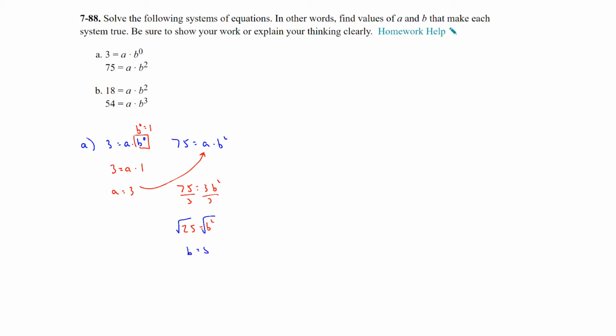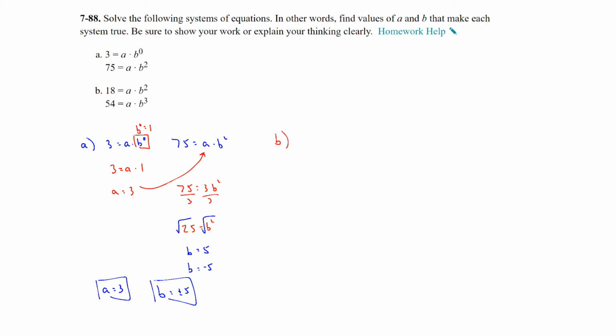And even though your calculator is only going to tell you that b is equal to 5, it only gives you what's called the principal root. If you also square -5, you still get 25. So once again, there's technically 2 values on this one. So we're going to write both of them. a is equal to 3. b is equal to either positive or negative 5 for this example.